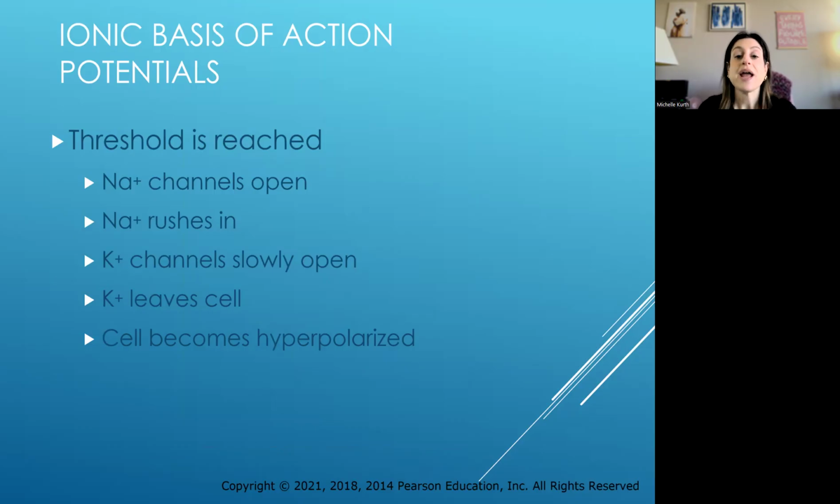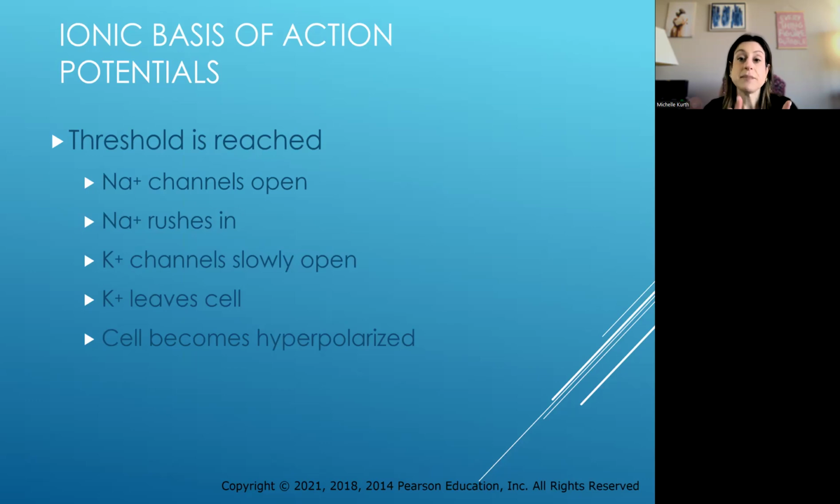Now, let's walk through what actually happens during an action potential, right? That's the moment that the neuron fires. So you reach the threshold. Once enough excitatory signals add up, the neuron crosses that threshold and things move really, really fast. The first thing that happens is the sodium channels snap open.